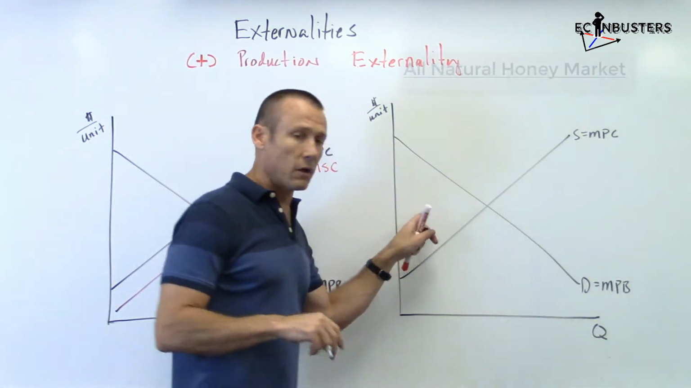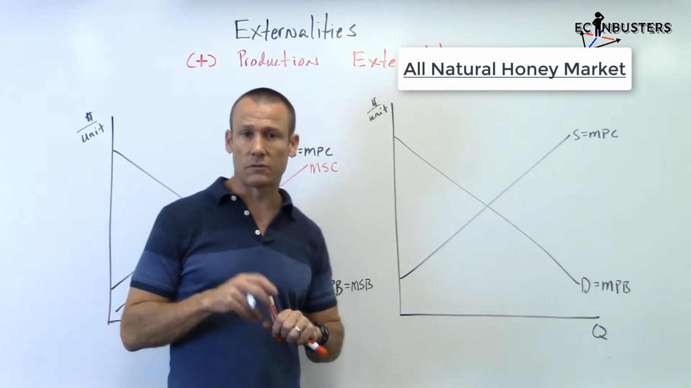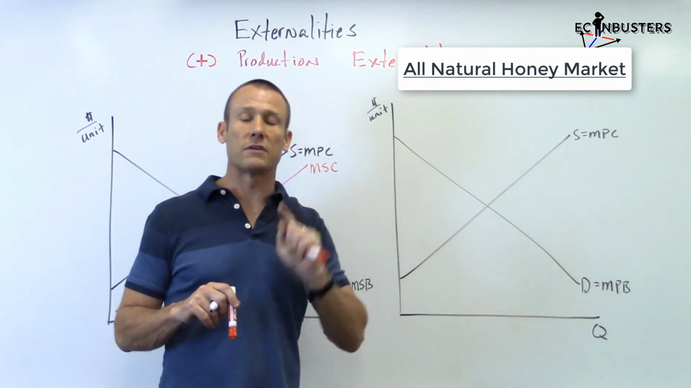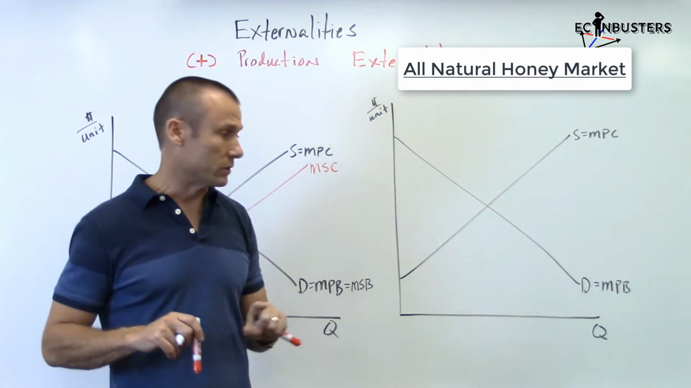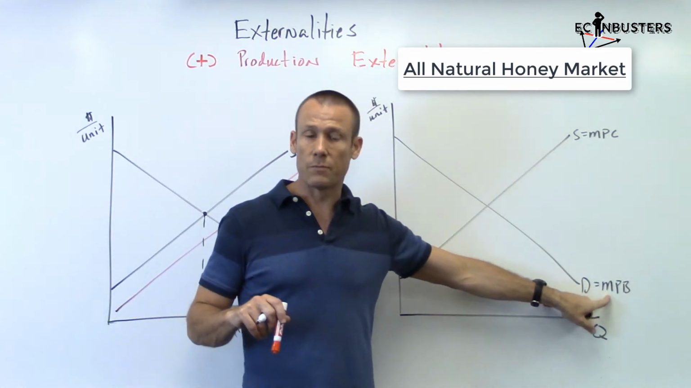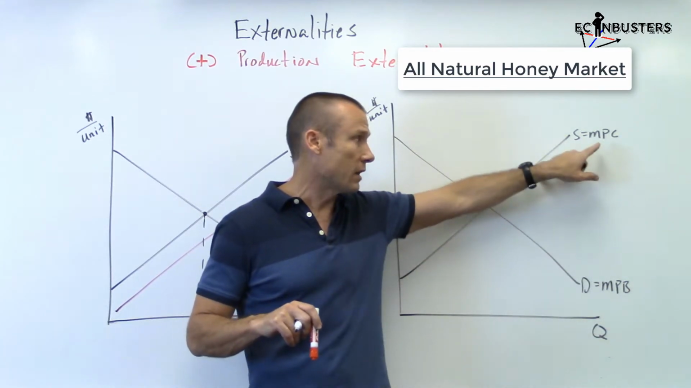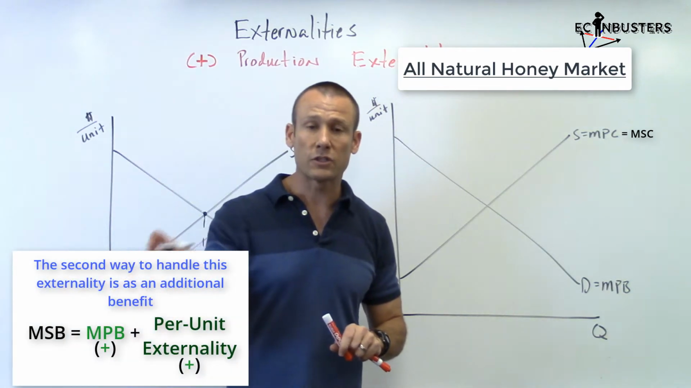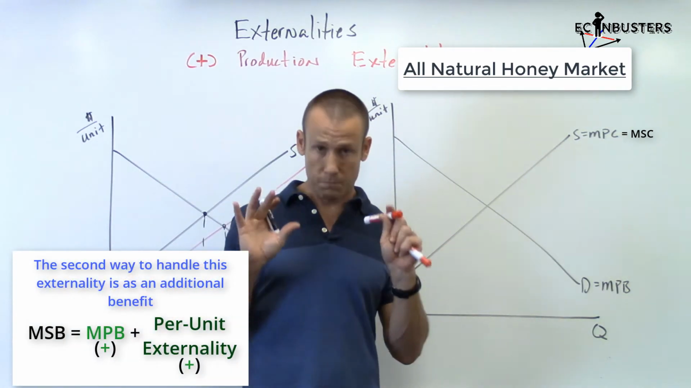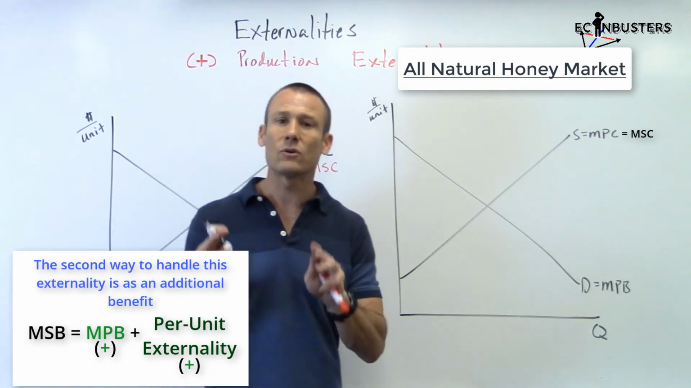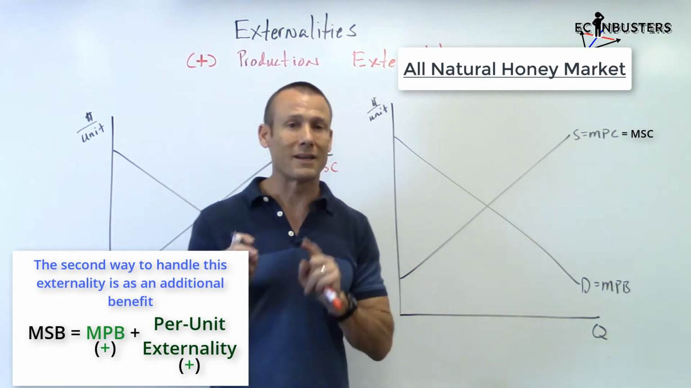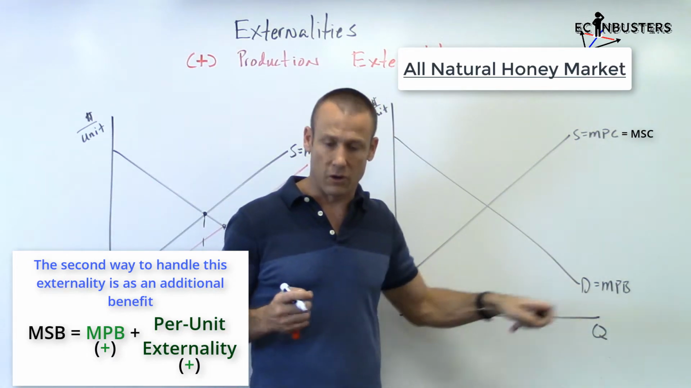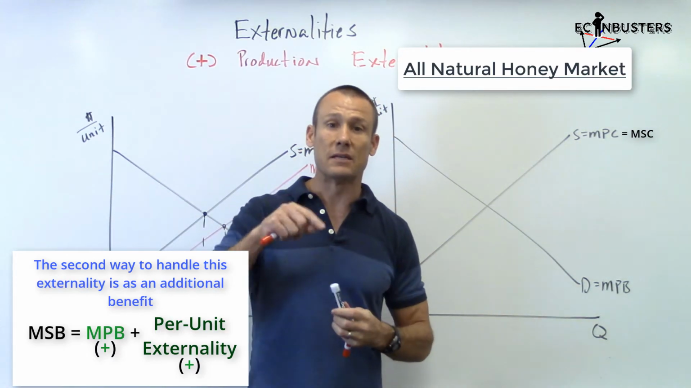Now, some professors, the way that they look at this is they say the big key is that it's a benefit. Third parties are receiving a benefit. So they say, just add it to the benefit curve you've already had. Don't put it on the cost side, just add it here. Who cares whether it comes from production or consumption? So professors that teach it this way say, I don't care if it comes from production or consumption. What I care about is that it's a benefit, so add it to the benefit curve. So let's do that. This is an additional benefit.